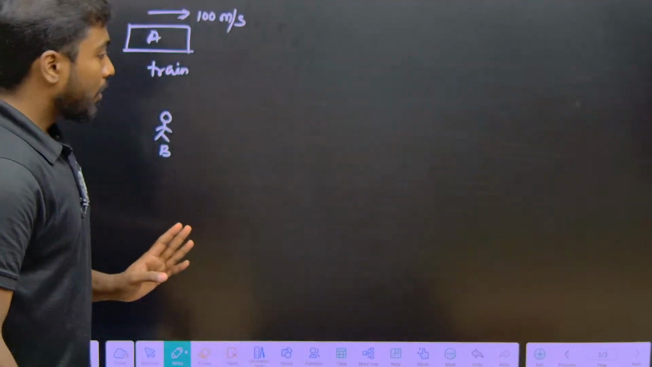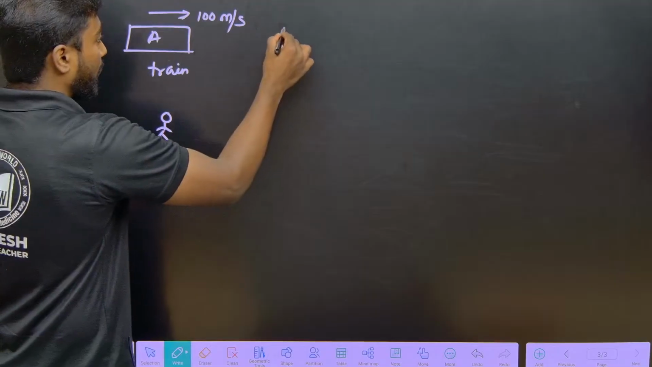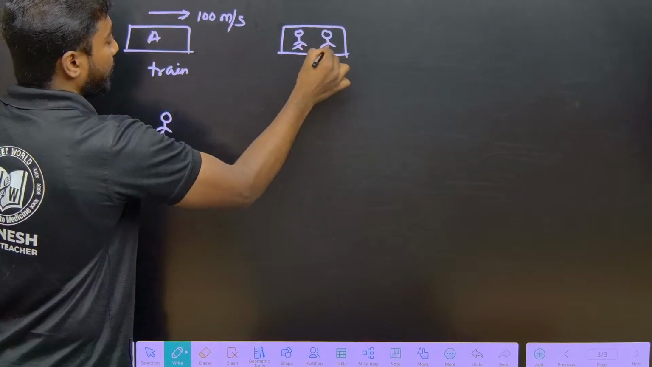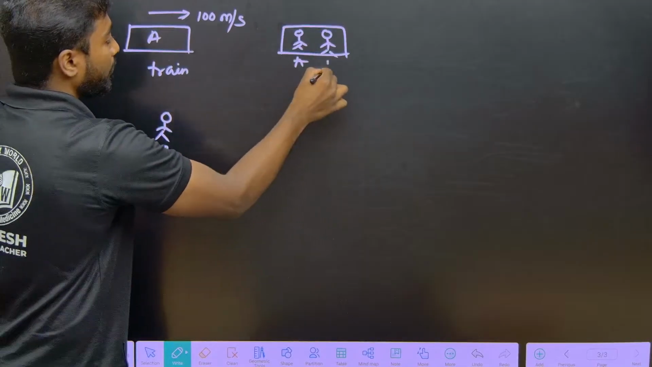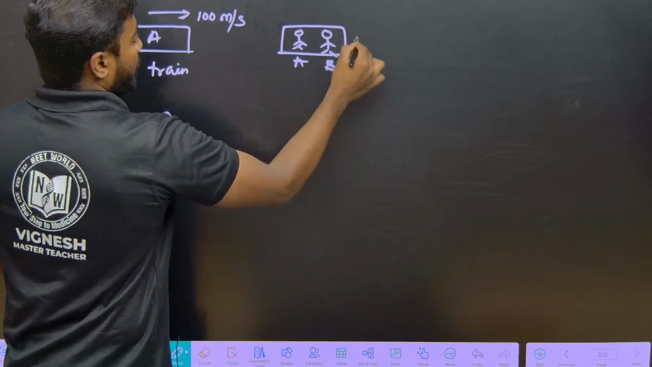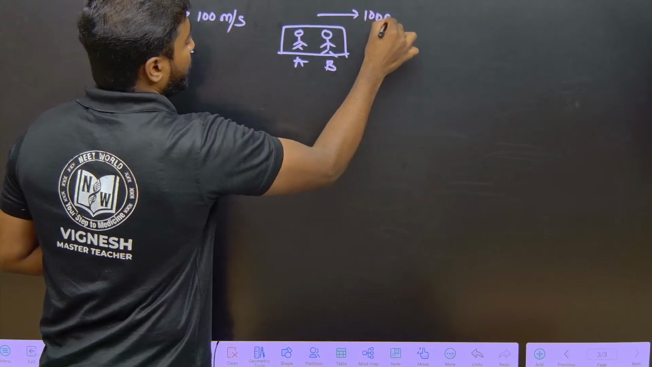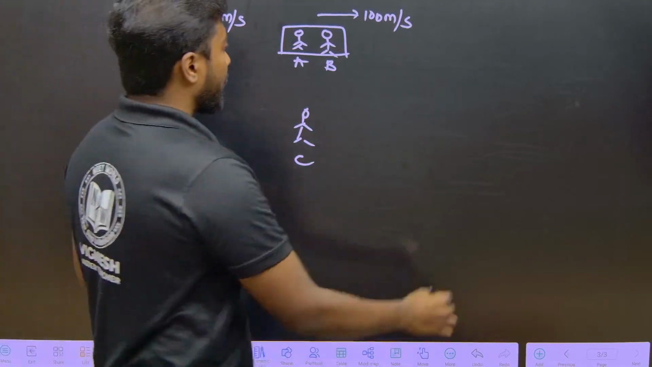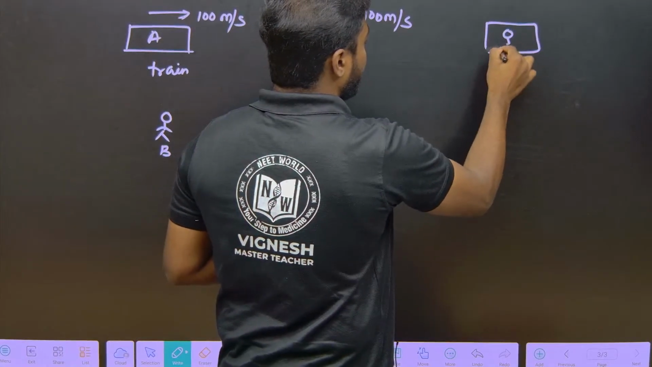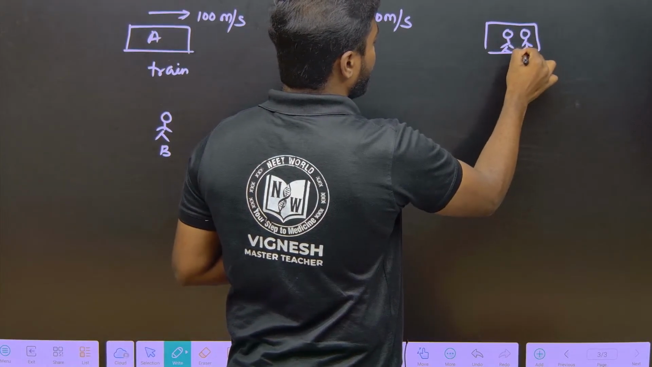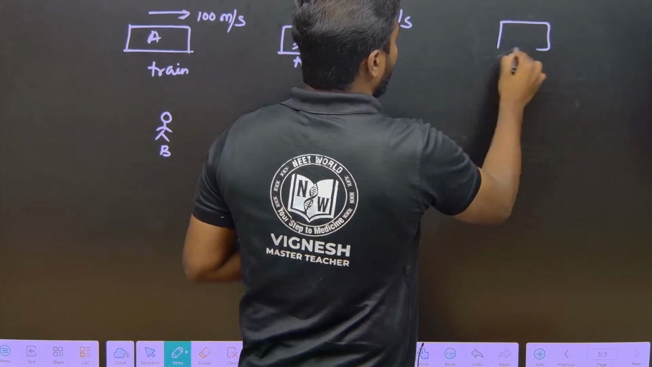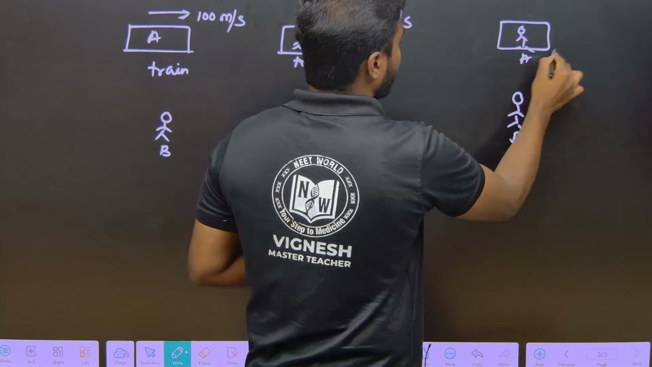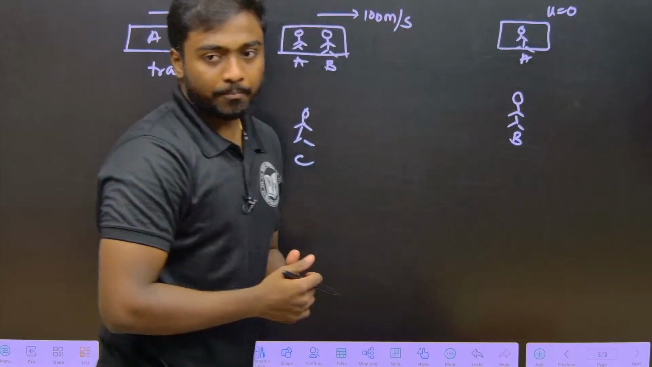Now let me take one more thing. Person A, person B. This is also moving with 100 meter per second. One more person is standing, person C. And the third example: one person is there and one more person is standing outside. It is at rest.